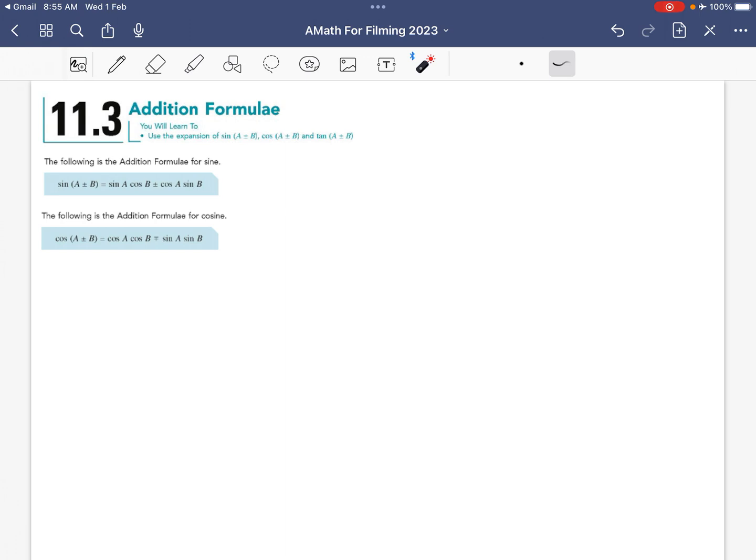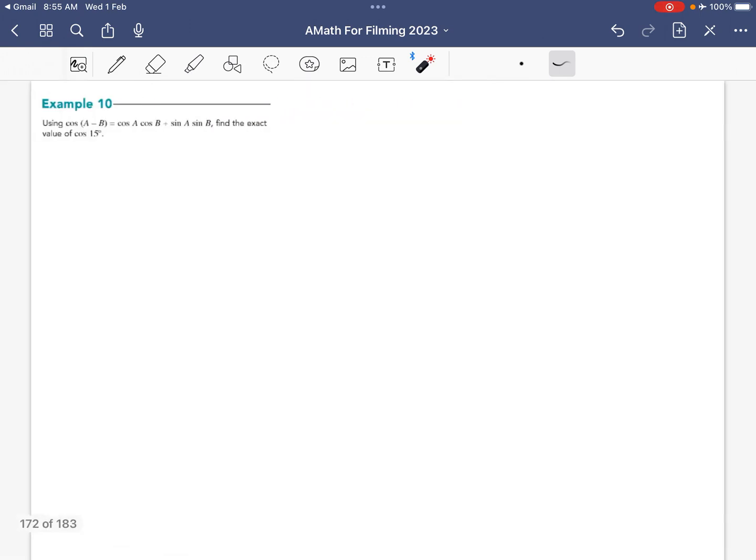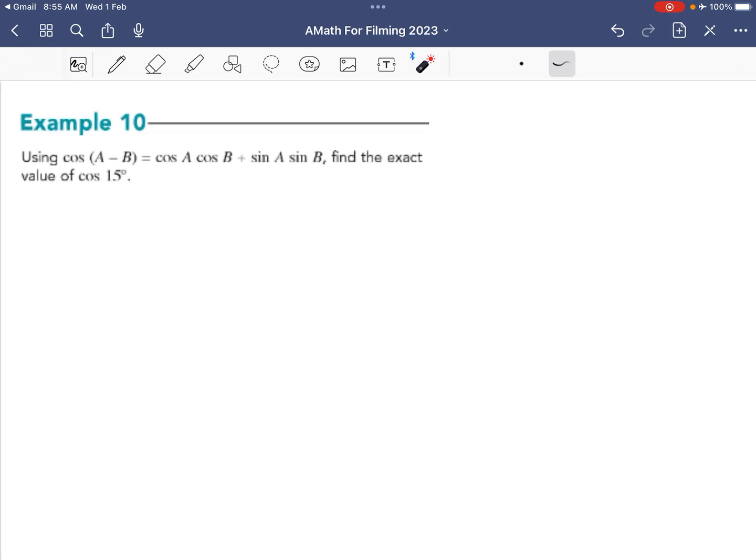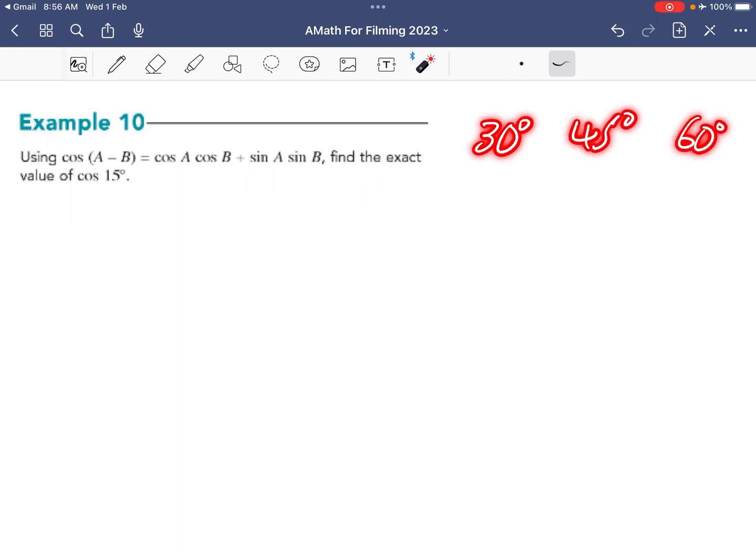I'll now go through a few examples on how we may actually apply these formulas. So let's start with example 10. Using cosine A minus B, find the exact value of cosine 15 itself. Notice that we do not have any special angles with cosine 15. What are the special angles that we know? 30, 45 and 60. There is no 15 degrees.